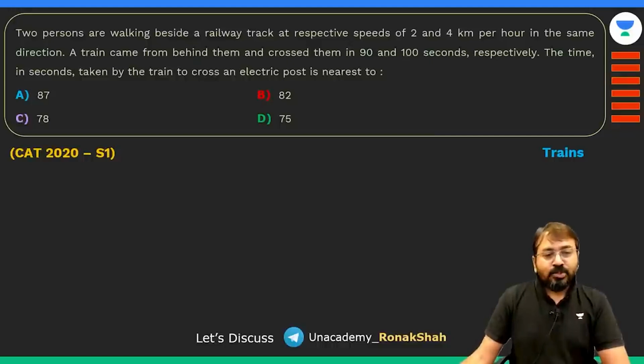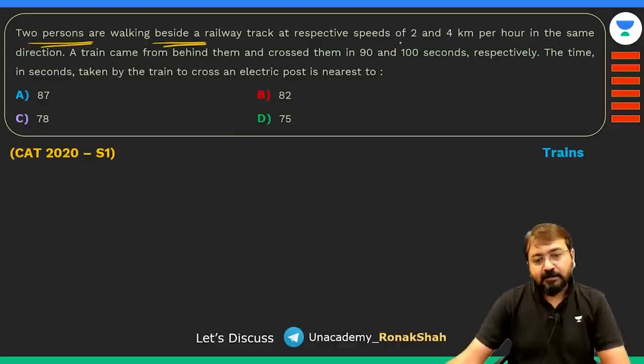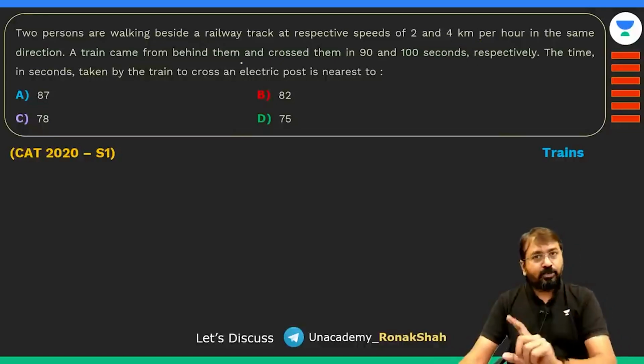Let's look at some boards question, guys. Okay, this is another question. Right, this is a nice question. Two persons are walking beside a railway track at respective speeds of 2 and 4 km per hour, and we will use a slightly different approach to solve this question. This is a very unique question.